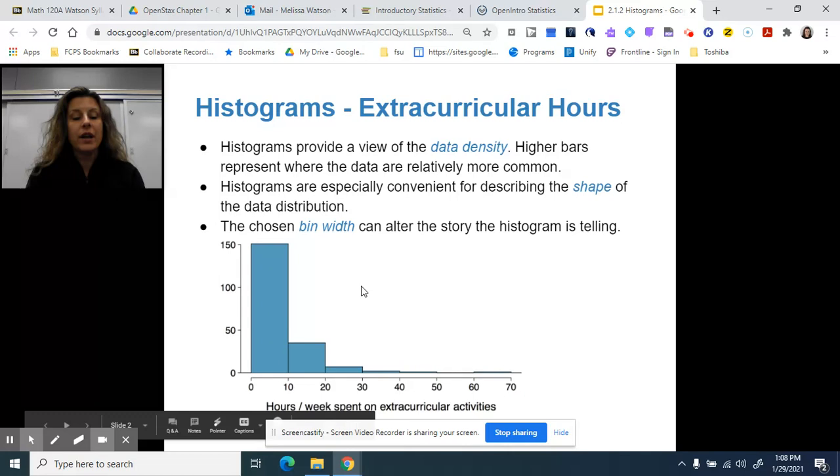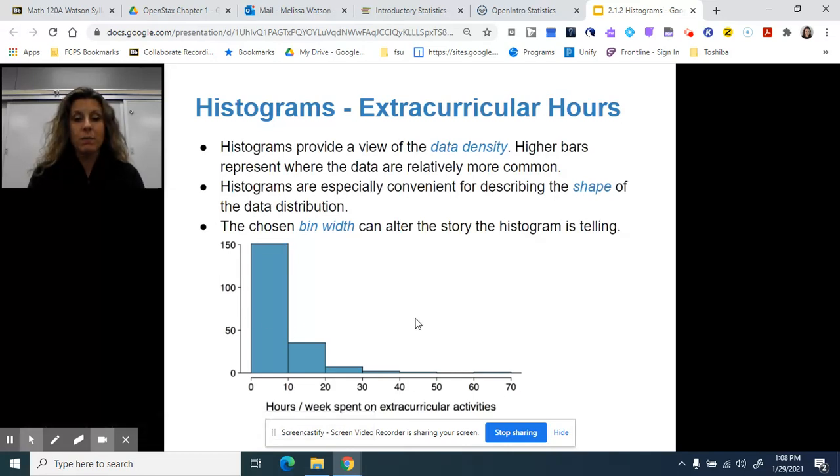Histograms are really useful in order to determine the shape of the distribution, but we can also change what's called the bin width. So that can drastically affect how a distribution looks. So when you're selecting a bin width, you want to make sure that it is not too large, but also not too small.